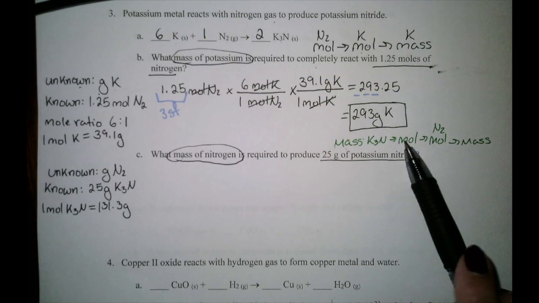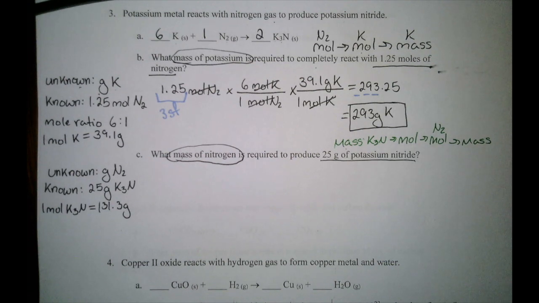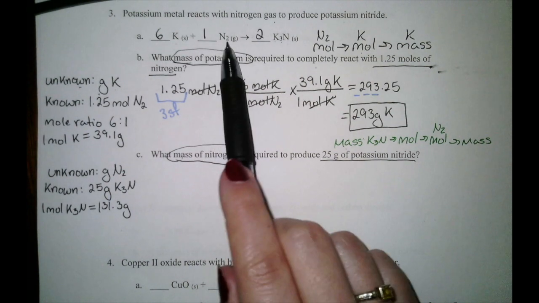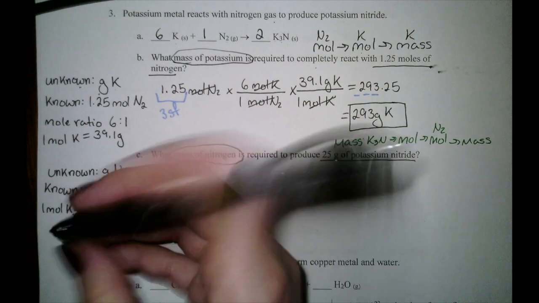Okay, that's what we need to know to go from mass of potassium nitride to moles. To go from moles of potassium nitride to moles of nitrogen, we need the mole ratio. Well, that comes straight from our balanced chemical equation. The ratio of nitrogen to potassium nitride is 1 to 2.